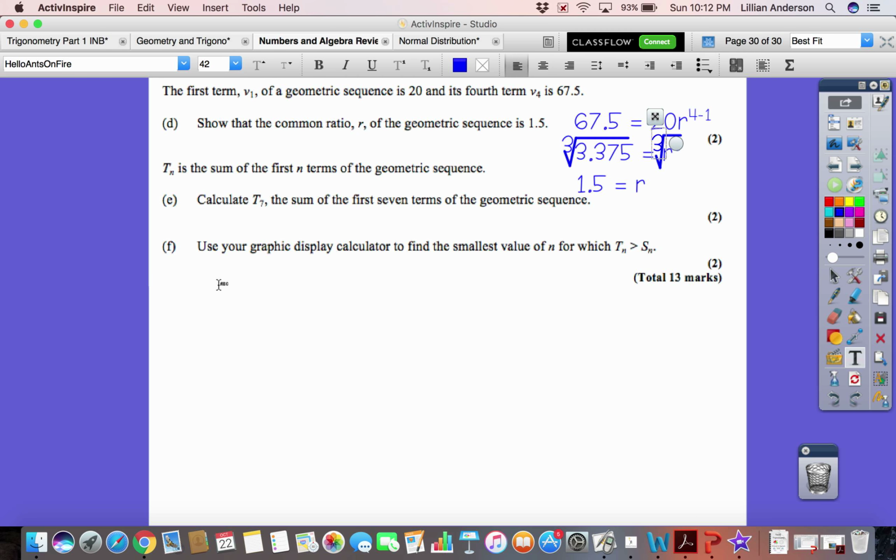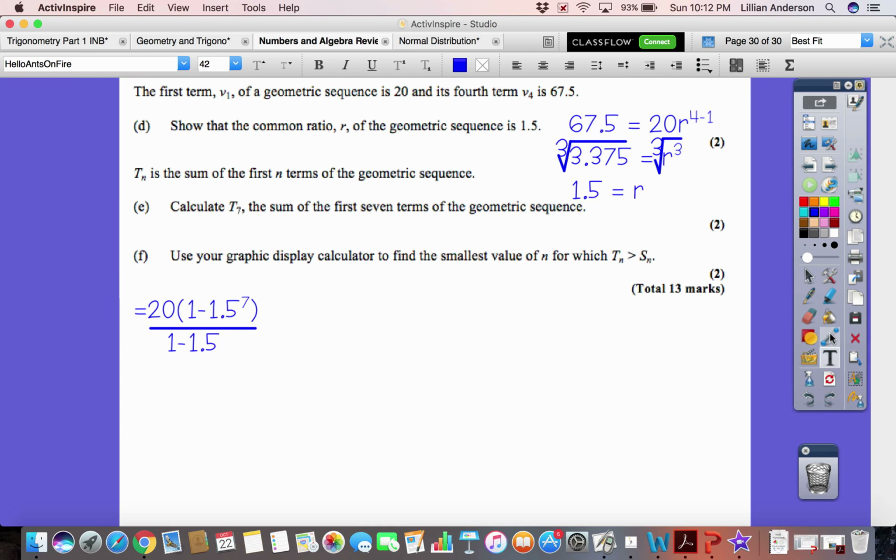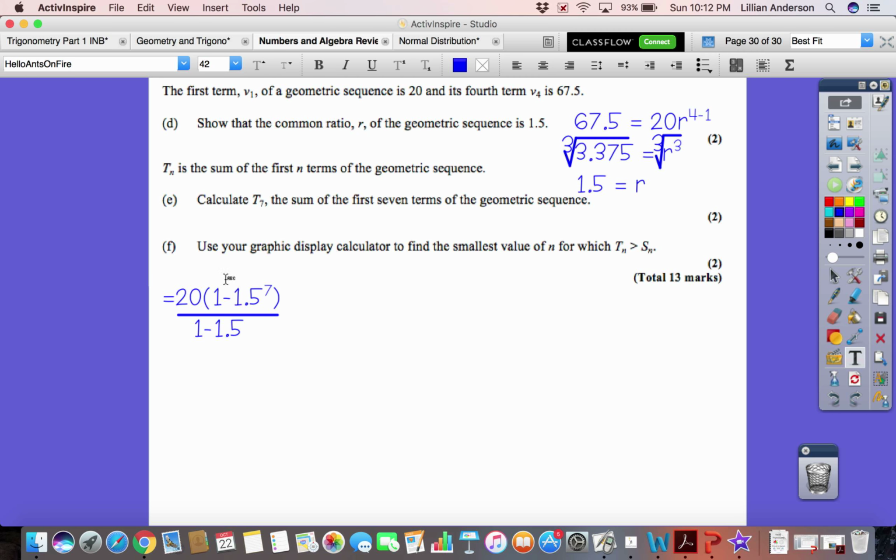And then it says T sub n is the sum of the first n terms of a geometric sequence. So you have to calculate T sub 7, the sum of the first 7 terms of the geometric sequence. So for E, which I'm going to do right down here, you had to use the sum formula, which was your first term, times 1 minus your ratio raised to the n power, all over 1 minus your ratio. And as simple as that. Plug into your calculator, and you got your sum, which should have been rounded to 3 significant figures.